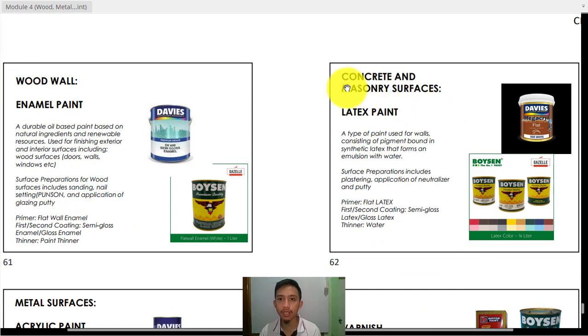And then for concrete or masonry surfaces, we will be needing a latex paint. You can read about that. We will be using a primer, which is a flat latex, and then for the first or second coating a semi-gloss, so a latex or gloss latex. The thinner, or the solvent that we will be using for latex paint, is water. So these are the differences on the paints. It depends on the purpose.